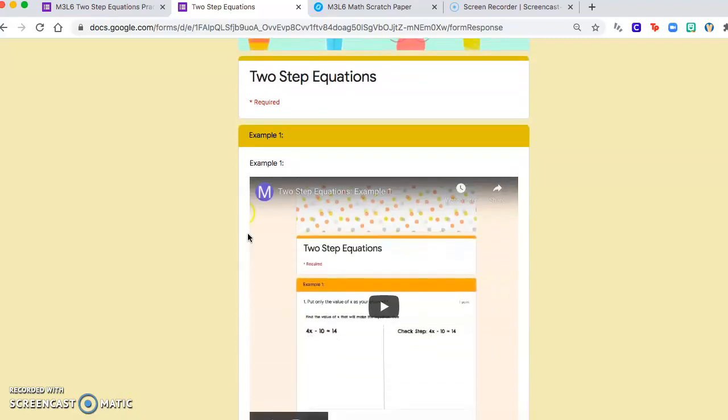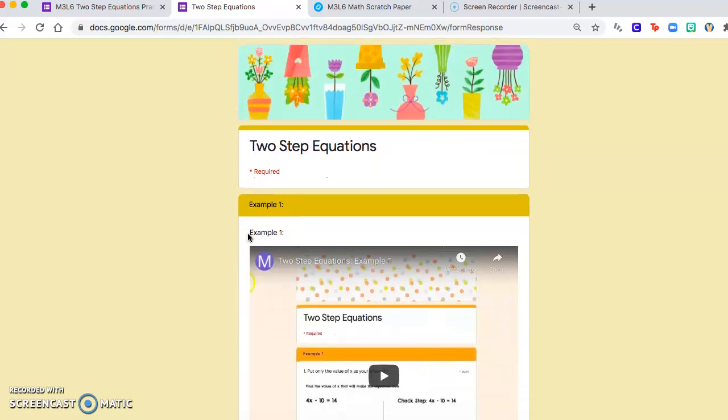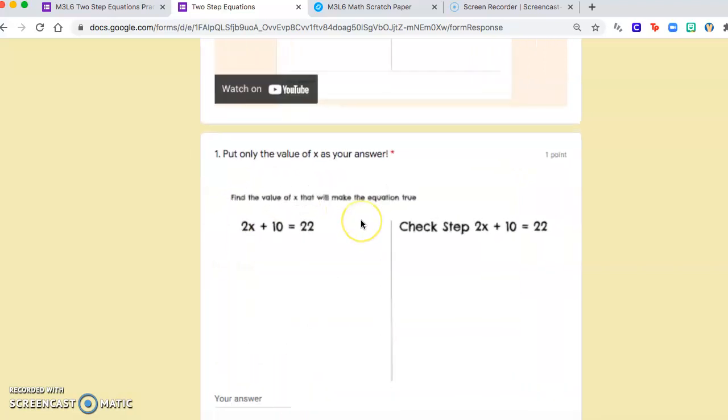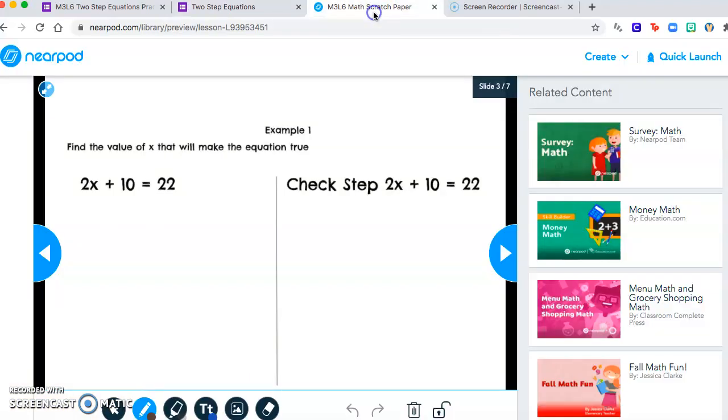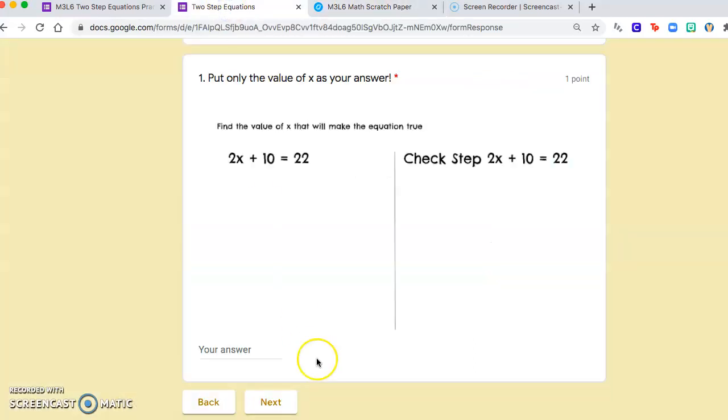And today, what we're gonna do is just review two-step equations and practice. Just to remind you, today you could either show work on your paper and send it to me, or you could do it on a Nearpod with the scratch paper. So here, I'm just going to remind you how we solve equations just in case you need it. If you don't need it, you could just go ahead and solve it.